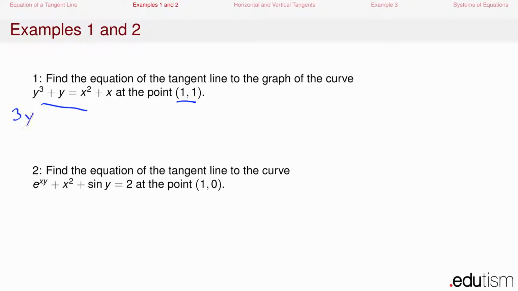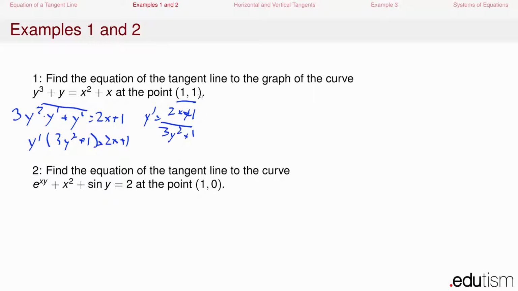The derivative of y cubed is going to be 3y squared times y prime. The derivative of y is just going to be y prime. The derivative of x squared is going to be 2x. The derivative of x is going to be 1. Factor y prime out of the left-hand side: (3y squared plus 1) y prime equals 2x plus 1, which means that y prime is (2x plus 1) over (3y squared plus 1).